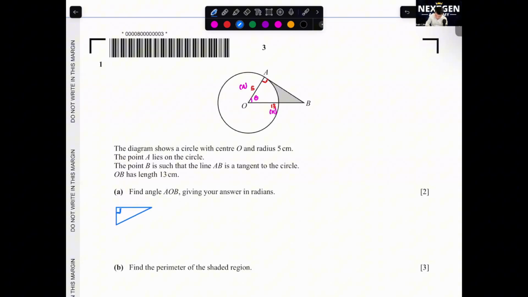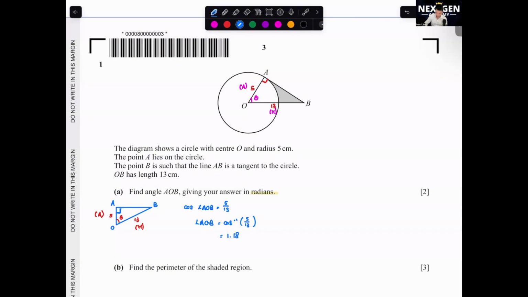This is your 90 degrees. AOB. This one is 5. This one is 13. We want to find this theta here, so use adjacent and hypotenuse. So cos angle AOB is equal to 5 over 13. Angle AOB is inverse cos 5 over 13. Everyone take out your calculator, change it to radian mode first, then round it to 3 SF.